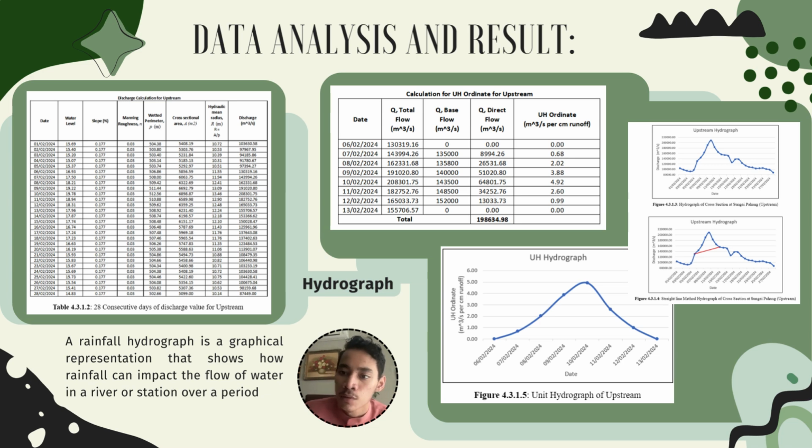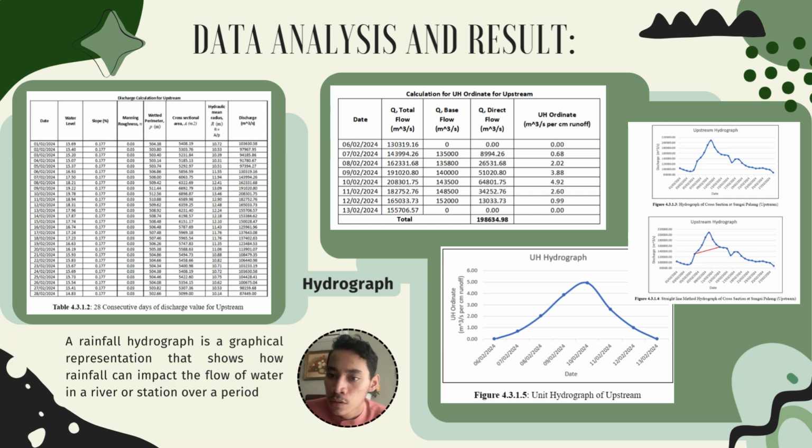And then after that, we will also use a straight line method in order to find the UH ordinate, depending on the cross-section. The example that I give right now is upstream. So we will find it also for midstream and for downstream. This procedure is repeated once for every cross-section.